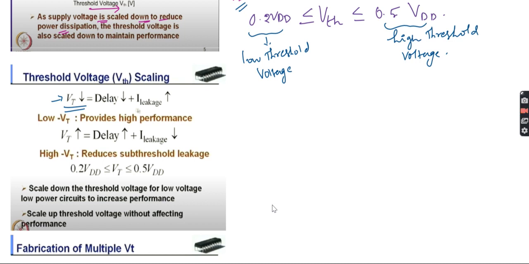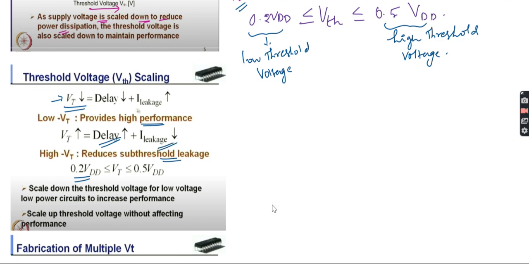So a low threshold voltage will always provide high performance. But a high threshold voltage will reduce the sub threshold leakage. Keep it in mind, these two concepts are very important. When I am using a high threshold voltage, then your delay will be increased, but the leakage will be reduced.